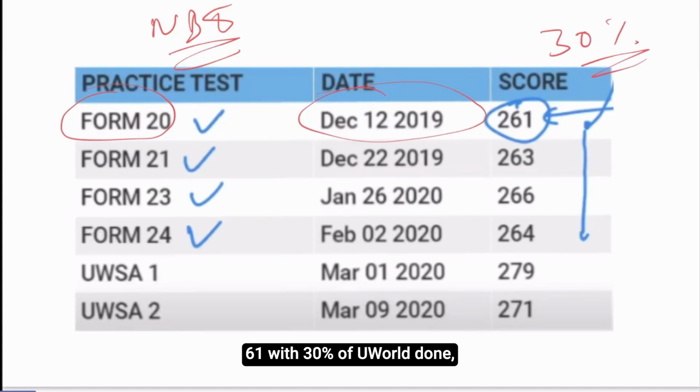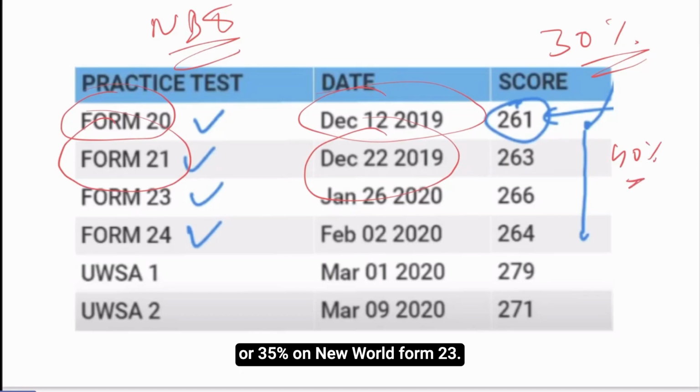So if somebody tells you that UWorld is responsible for them scoring well, that is bullshit. UWorld is a resource. It is not the Bible that will teach you somehow on how to score like crazy on the USMLEs. And form 21, if you look at December 22, I didn't go above more than like 40% or 35% on UWorld. Form 23, and you can see my scores, 263, 266, 264, while doing not much of UWorld. My UWSA scores were 279 and 271 using these strategies.